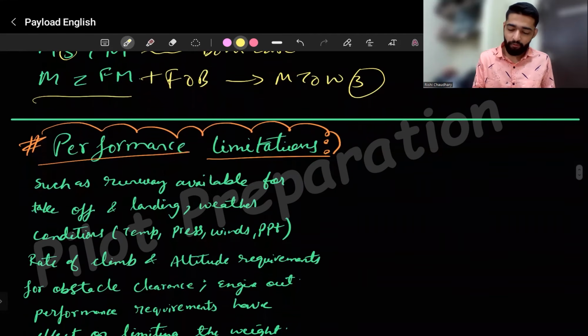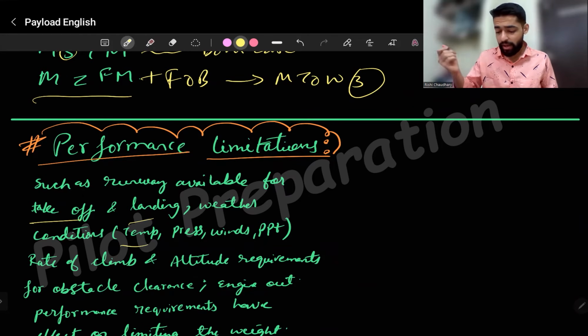So similarly, performance of the aircraft also varies, and let's see that. Performance limitations such as runway available for takeoff. Which runway, how that runway is, also affects it, and the landing runway is also very important. Then we have weather conditions such as high temperature, pressure, winds, precipitation. High amount of rain is called precipitation. So a high amount of wind can affect the performance of the aircraft.